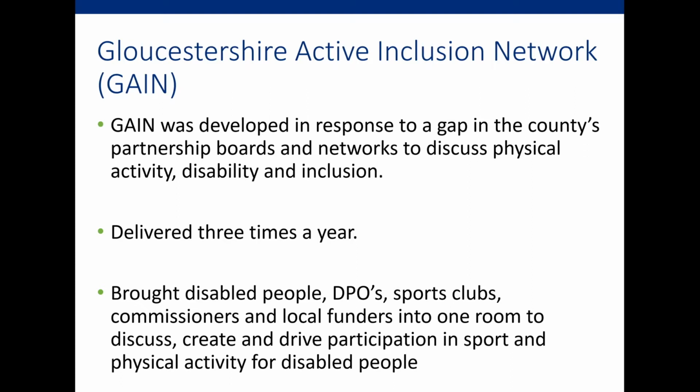So they brought together a network, again, specifically targeting people. They delivered it over kind of 3 times a year. They meet roughly, had task and finish groups around certain project-based things. However, what they did is they brought disabled people and disabled people's organisations, sport clubs, commissioners and local funders into one room and discussed how to create and drive participation in the sport and physical activity agenda for disabled people. They also included people like health and social care. And this was really quite essential to bring people in a collaborative way to talk about the shared outcomes. So that's taking it up to the next stage, to look at the shared outcomes. So where were the cross-cutting outcomes across all of those sectors and organisations where they could work more collaboratively together?